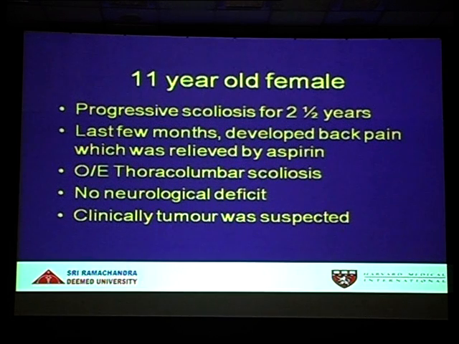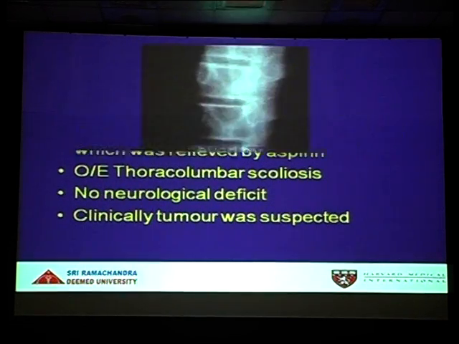Another case, 11-year-old female, progressive scoliosis for 2.5 years. Last few months, developed a back pain which was relieved by aspirin. This is very important history. What do you think? Yes, somebody has prompted correctly. On examination, there is a thoracolumbar scoliosis, no neurological deficit. Clinically, tumor was suspected because of progressive scoliosis and immediately developed back pain.